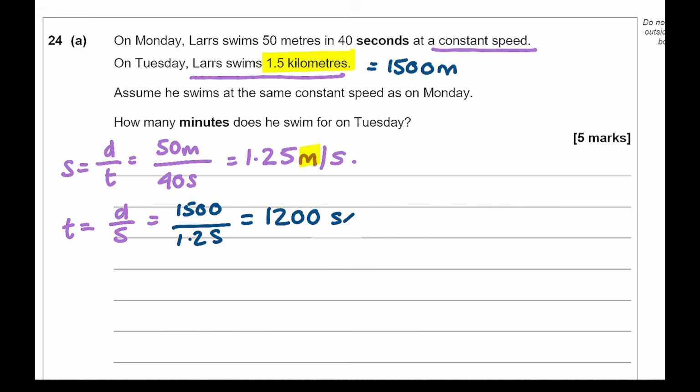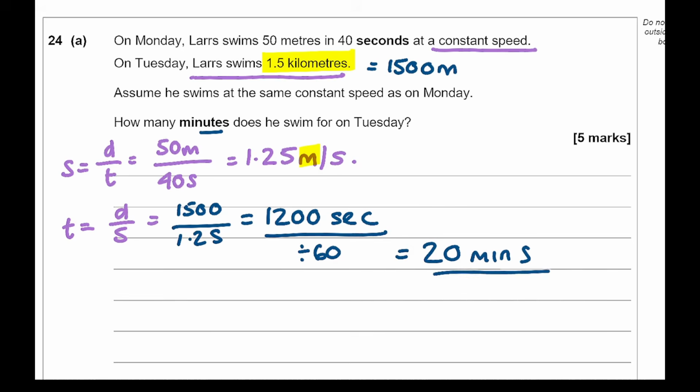1,200 seconds. Now what I need to do is convert that into minutes. So how many seconds are there in a minute? Well, there's 60, so if I divide that by 60, I'm going to get an answer of 20 minutes.